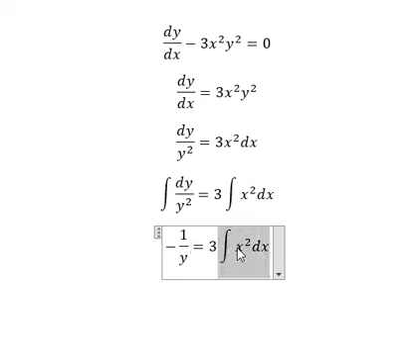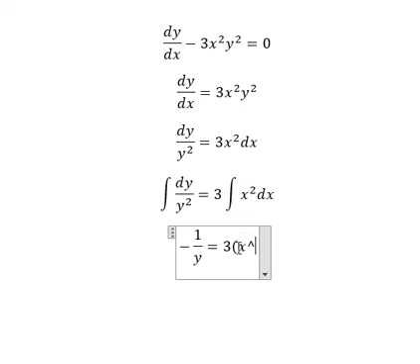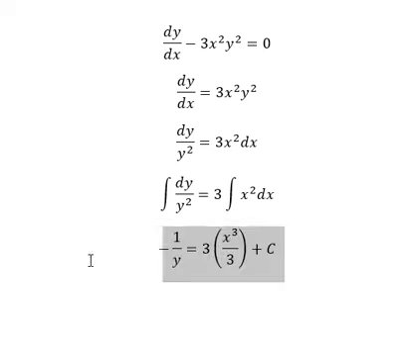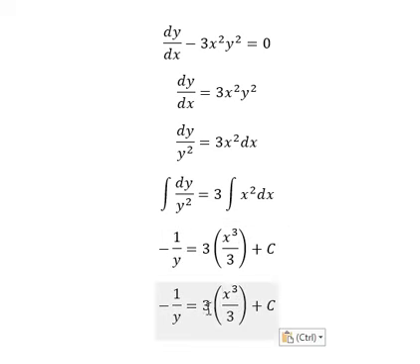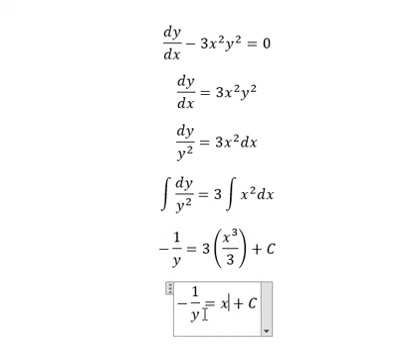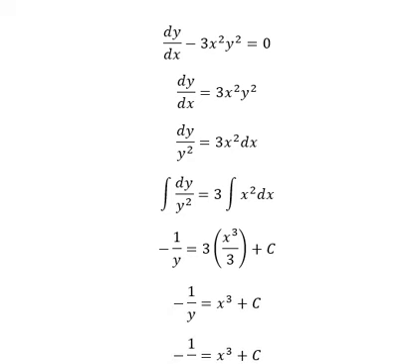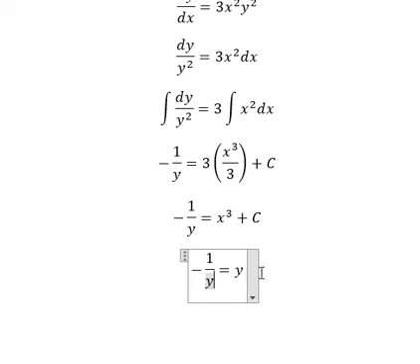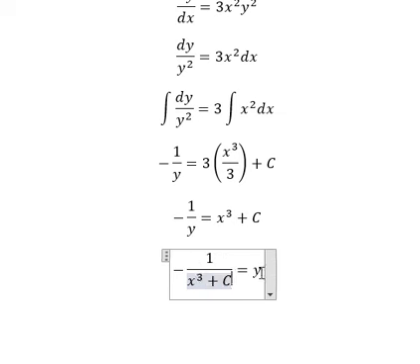This one, we have x to the power of 3 over 3, and I will put plus c. So we simplify number 3. And now I will put this one go to the left, y go to the right. And this is the final answer.